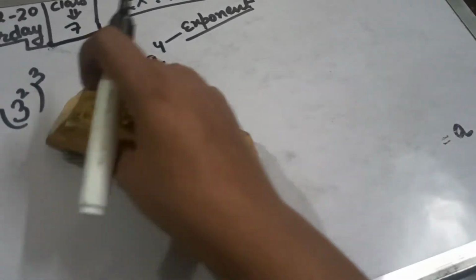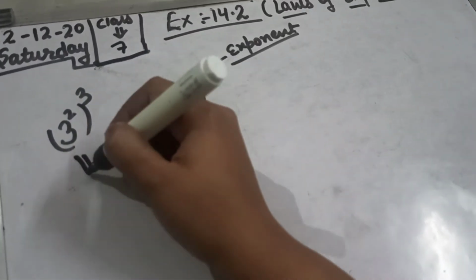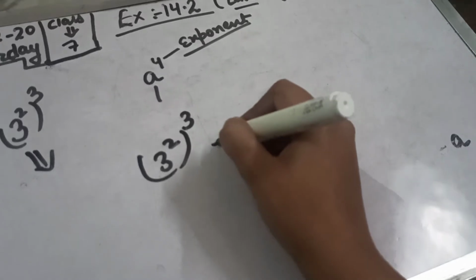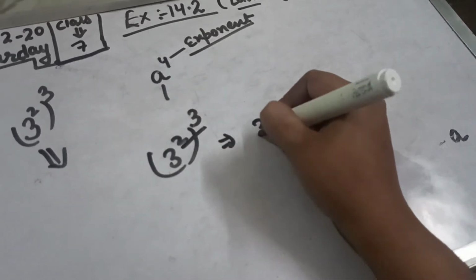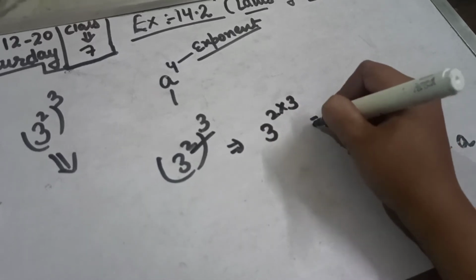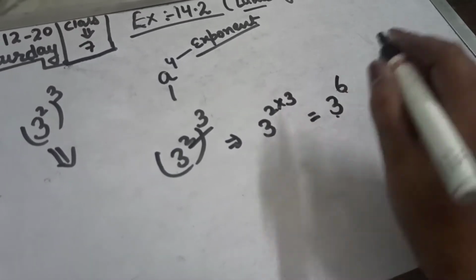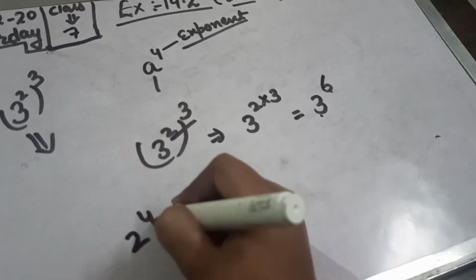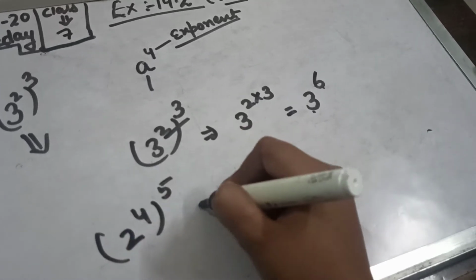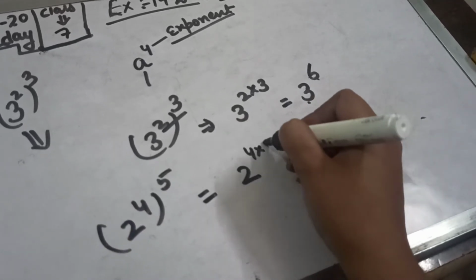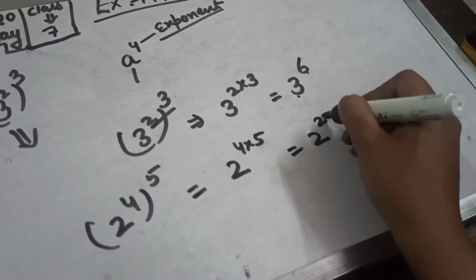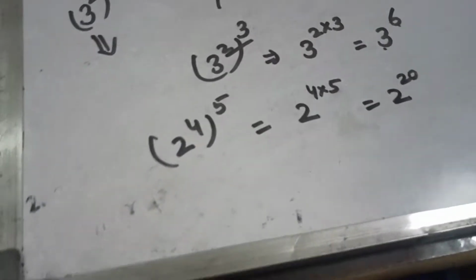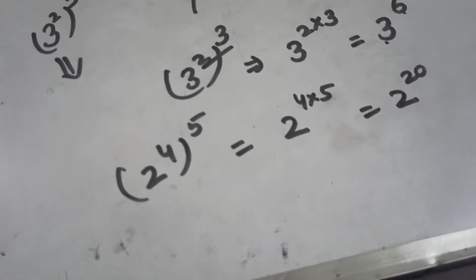if we have to solve this type of exponentials, like 3 to the power 2, then again whole to the power 3, for this, these powers are multiplied. It is equal to 3 to the power 6. Right? Again 2 to the power 4, whole to the power 5. So we will multiply 4 with 5, and 2 to the power 4 times 5 is 20. Clear? These are the three that are given in your book.